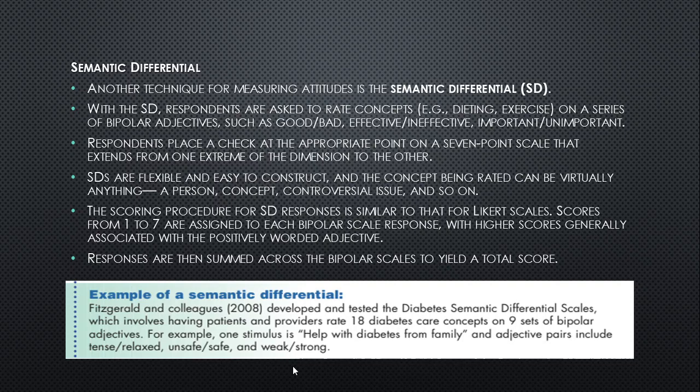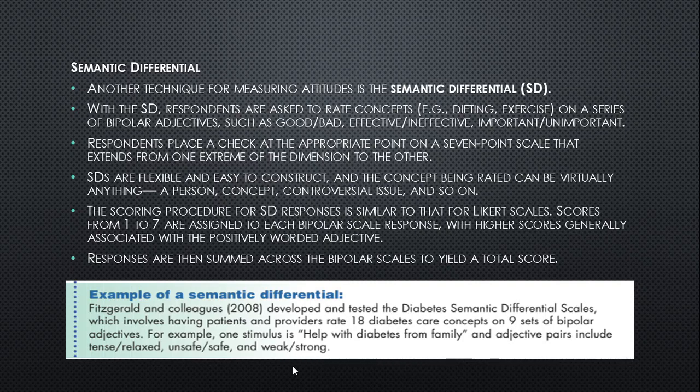Semantic differentials are flexible and easy to construct, and the concept being rated can be virtually anything: a person, a concept, or a controversial issue, and so on. The scoring procedure for SD responses is similar to that for the Likert scale. Scores from 1 to 7 are assigned to each bipolar scale response, with higher scores generally associated with the positively worded adjective. Responses are then summed across the bipolar scales to yield a total score.